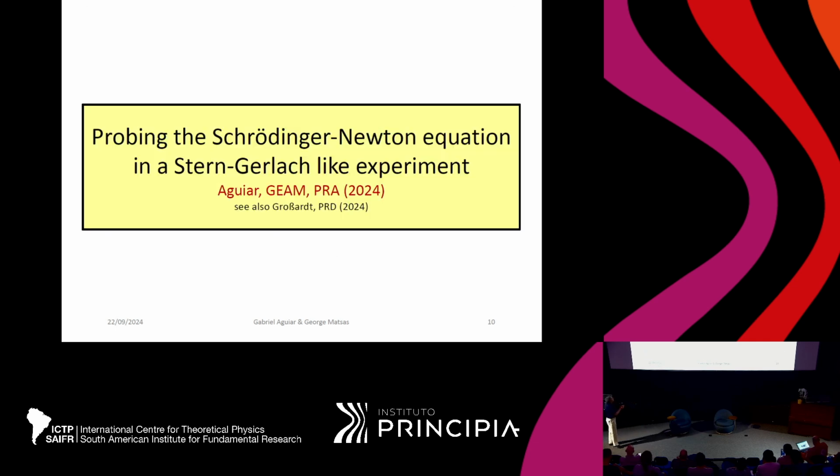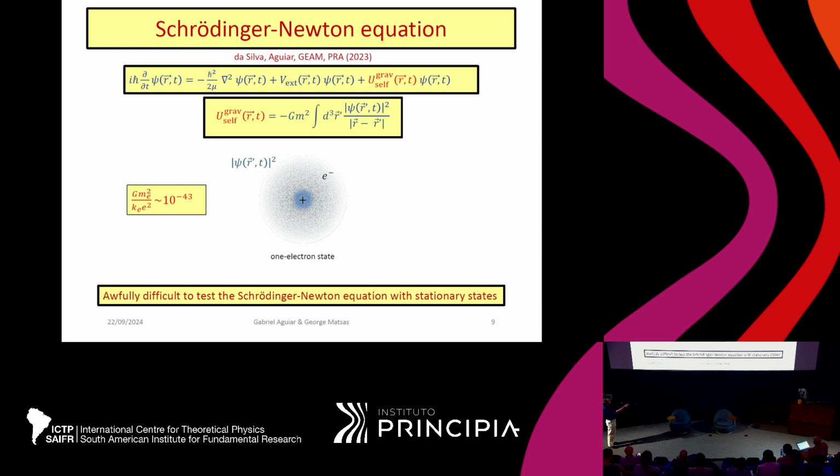So this drives us to probing the Schrödinger-Newton equation in a Stern-Gerlach-like experiment because of the following. I am going to show you a situation where this external term vanishes, because in a Stern-Gerlach experiment, when the system is superposed, the system is not under the effect of any external potential, and we can find parameters where even this kinetic term is much smaller than the self-interacting term.